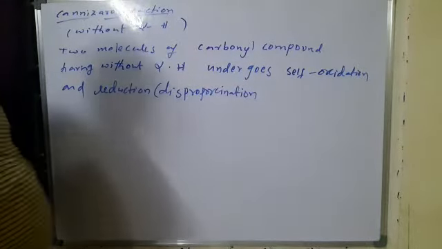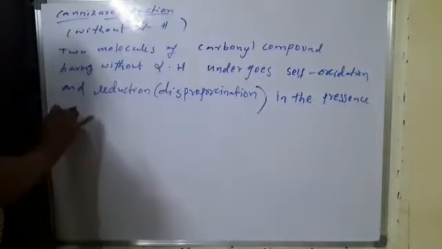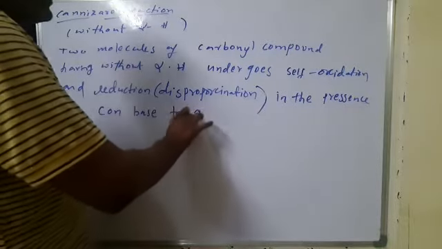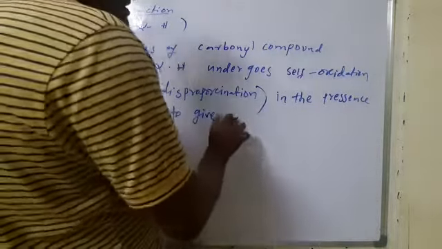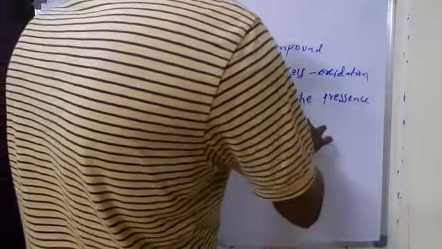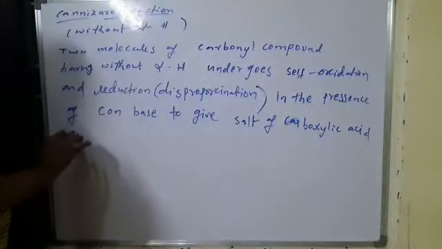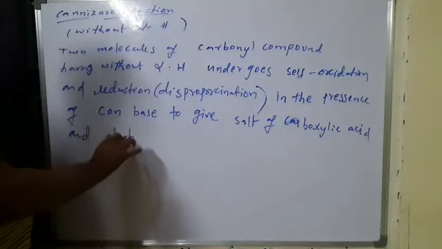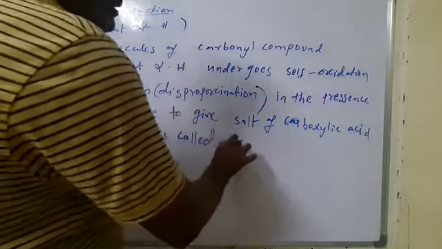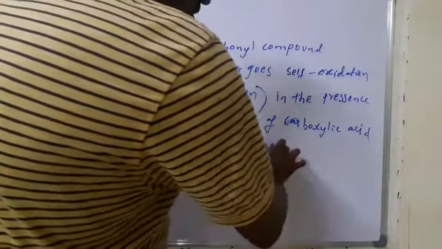In the presence of concentrated base alkali, this gives the salt of carboxylic acid and alcohol, and is called the Cannizzaro reaction.